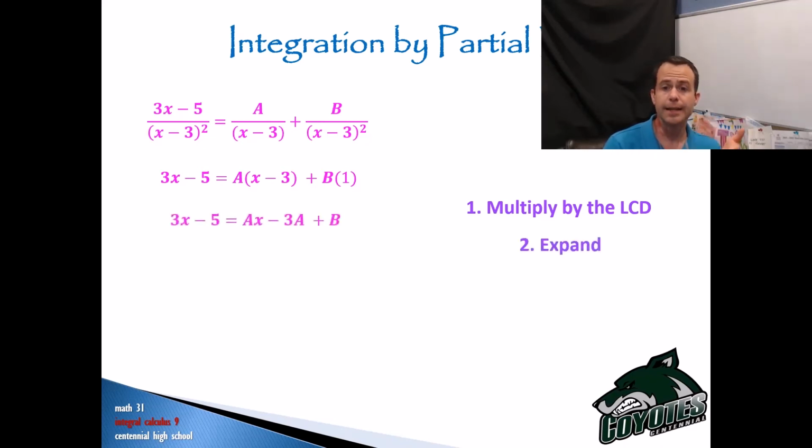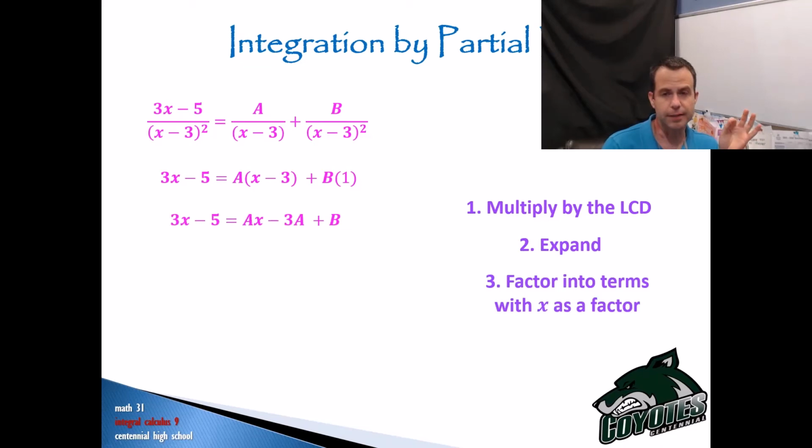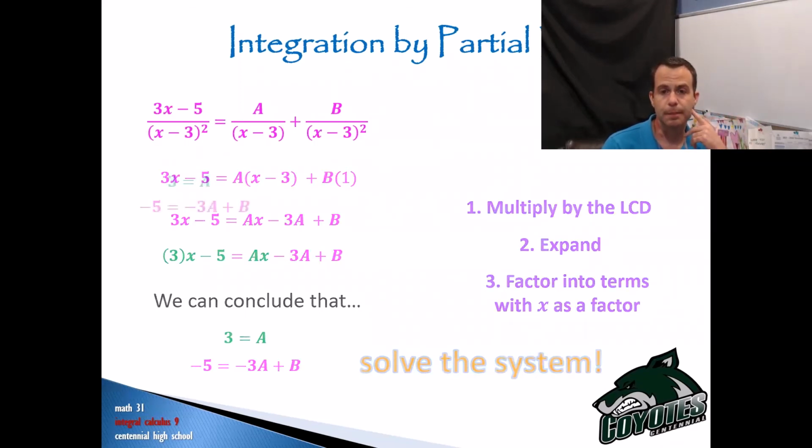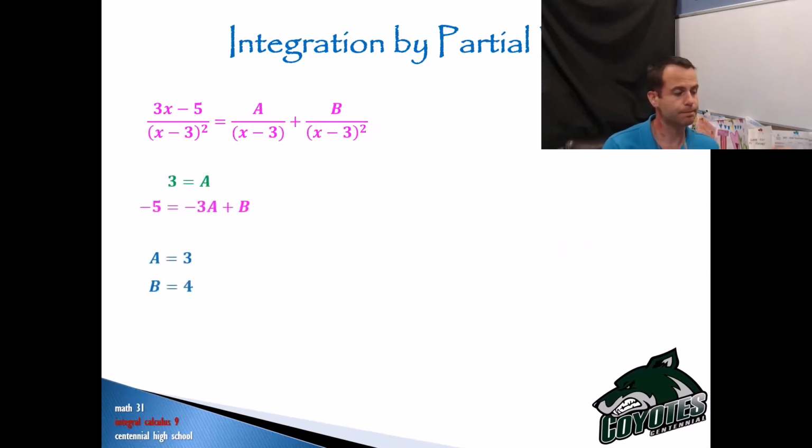And again, this gives me two little equations. I know that ax has to give me 3x, right? So that tells me a has to be 3. And it tells me that -5 has to equal -3a plus b. So a is 3, and -5 equals -3a plus b. I can plug 3 right away in there and solve for b. So I end up with b being 4. Once I know that, I know my two fractions, and it's pretty darn easy to integrate.